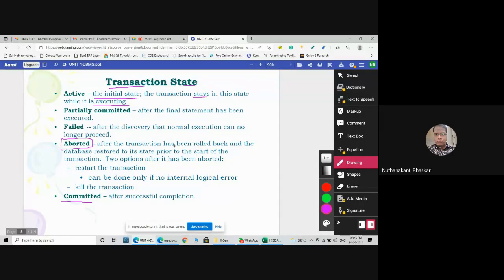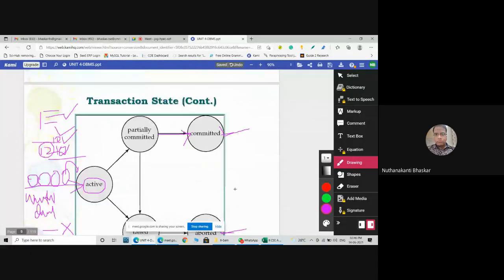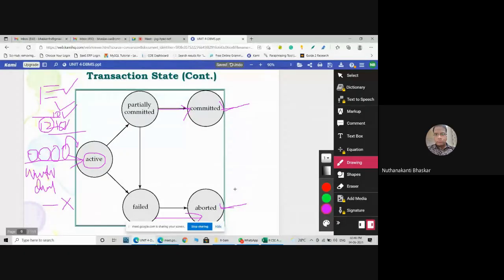Abort state, I already told you, is after the transaction has been rolled back and the database restored to the state prior to the start of the transaction. You kill the transaction for this, so it is aborted. Committed means the transaction is executed successfully. Already told you, so these are the 5 states.